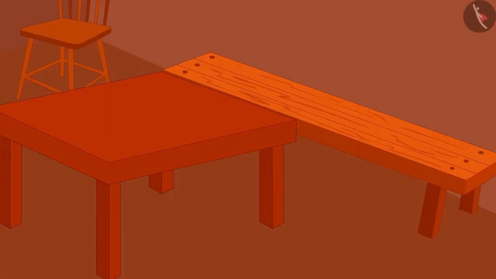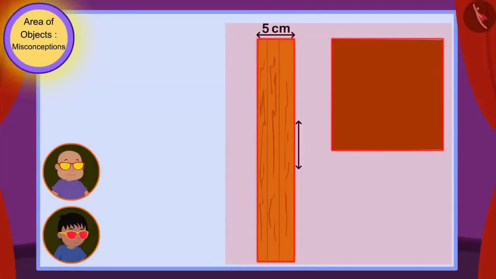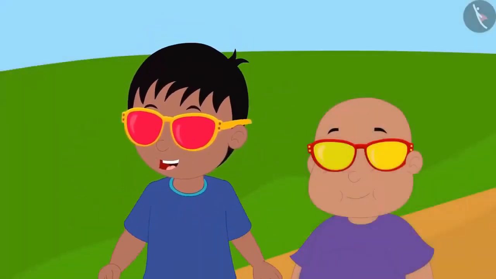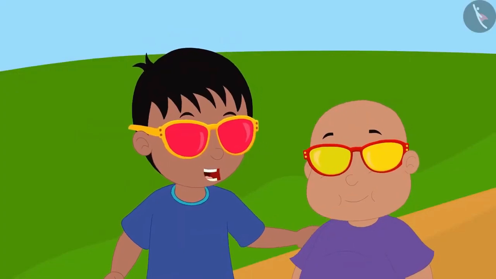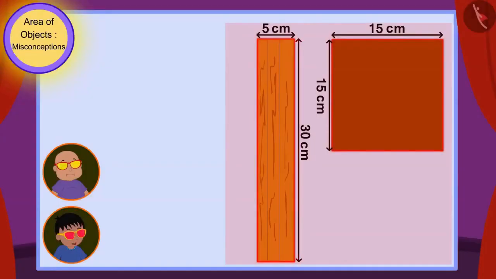Raju first looked at the top surfaces of both tables with his glasses, and he could see the measure of the sides of both the tables like this. Raju excitedly told Bablu, Bablu, I can see the measure of the sides of both the tables through my glasses. The length of the longest side of the rectangular table, 30 centimeters, is much more than the length of the square-shaped table's edge, 15 centimeters. That means the rectangle-shaped table is much larger than the square-shaped table.